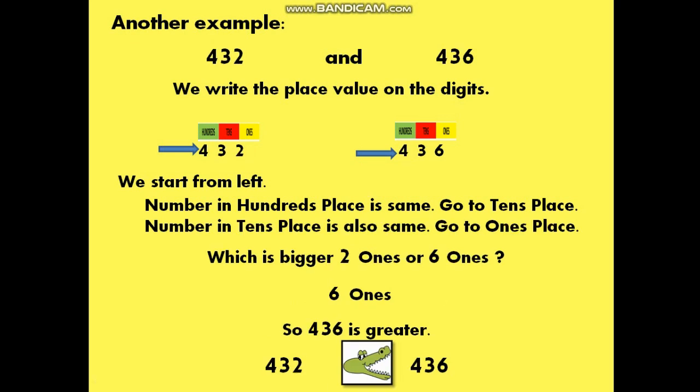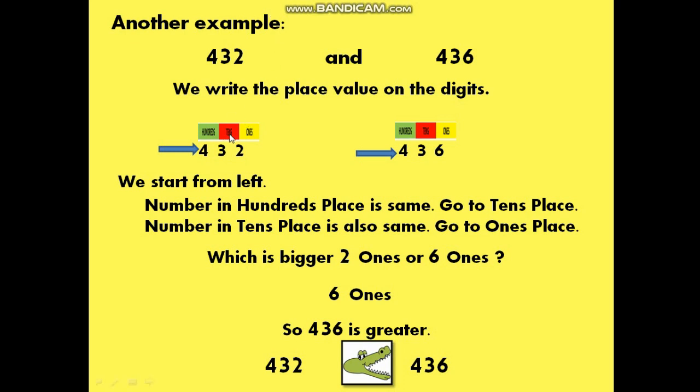Let's do another example. The numbers are 432 and 436. Now, because they both are 3-digit numbers, we are going to put the places on them first. Again, we start the comparison from the left side. Digits at the 100s place are the same, 400 at both places.